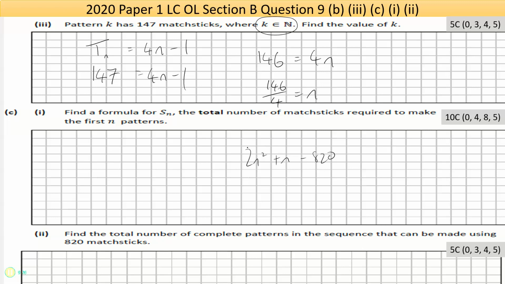Now, because there's a number in front of the n squared, this always puts me off. But the way I would have learned in school, and you might have your own method, there's no right or wrong here. You put 2n into both brackets. Then you multiply this 2 by the last number here, which is minus 1640. So I'm looking for what 2 numbers multiply to give negative 1640, but add to give this number here, which is plus 1.